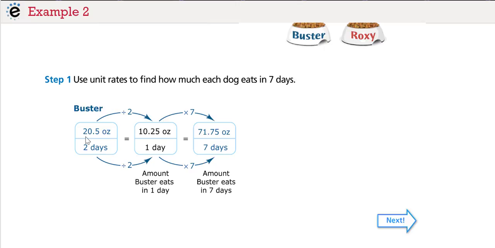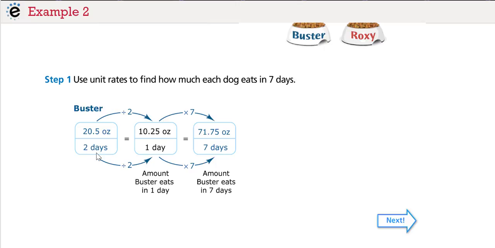For Buster, we're given this information: 20.5 ounces in 2 days. While that is a rate and it lets us know how the dog's eating, to get a true unit rate we need something based off of 1 increment. So the first thing we have to do is take this ratio, this proportion, and change it into something that's equivalent to 1.